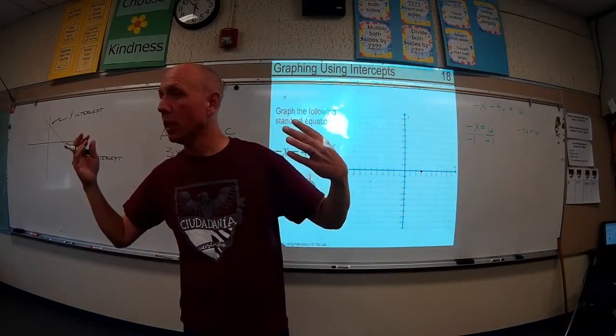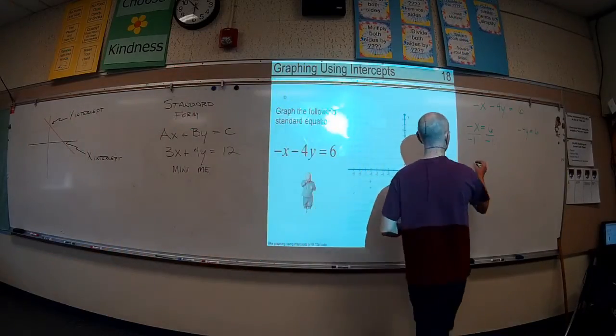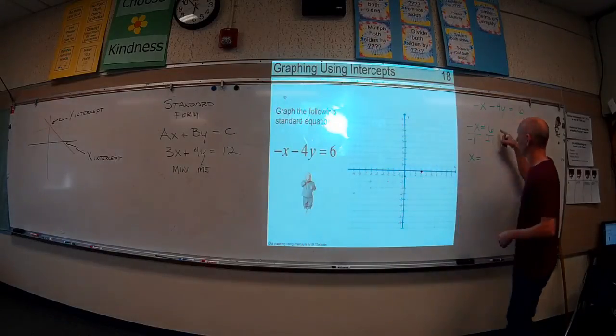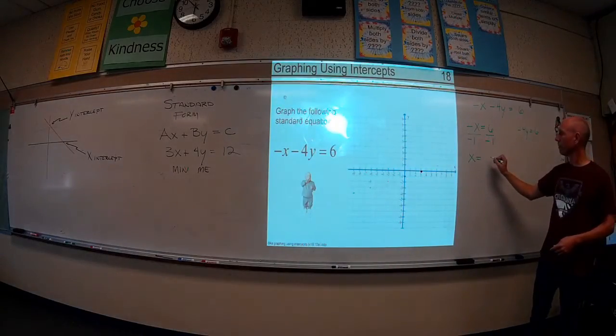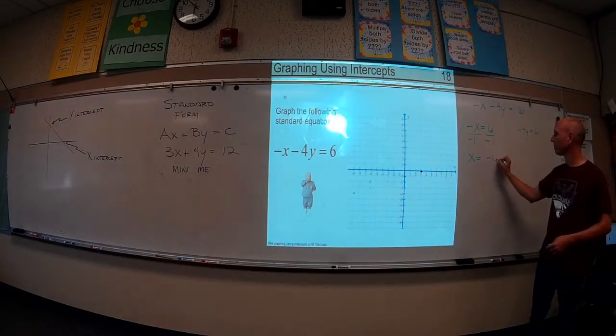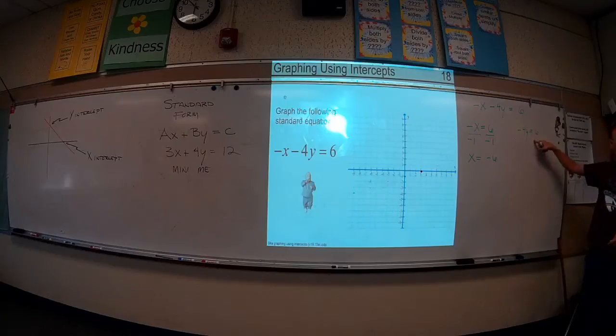What does that leave me with? Gianna? X equals? X equals 6 over -1. Which is? 6. No, -6. -6, perfect.